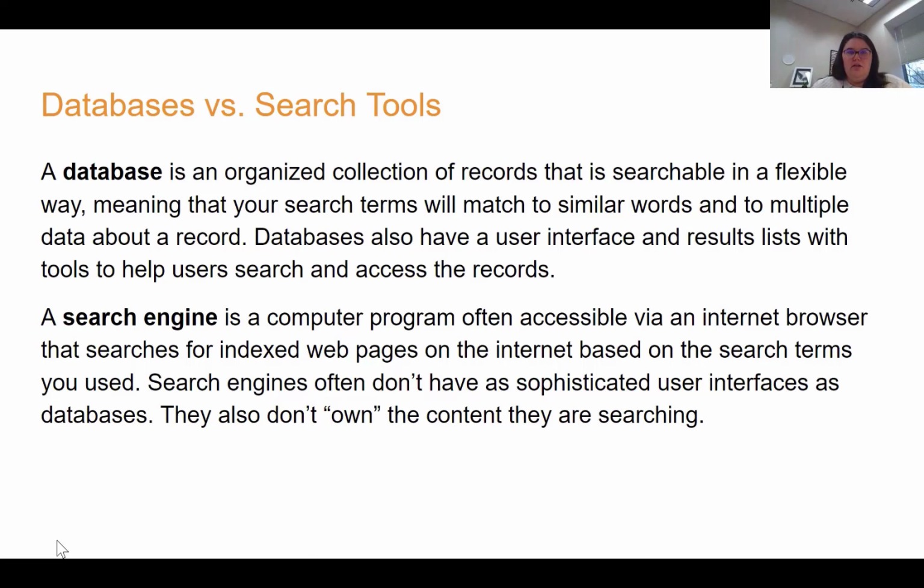But with things that are marketed to scholars and libraries, there's definitely some additional help and guidance and tools that you can use to access that information, to save it, and to create really good searches.